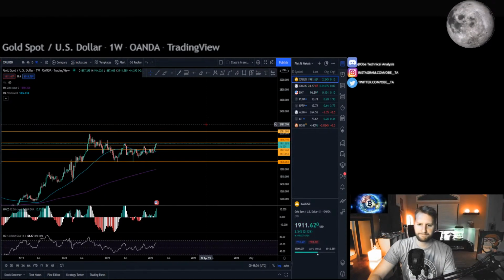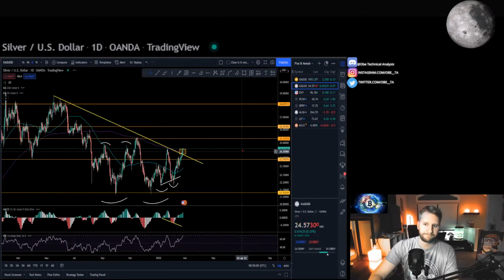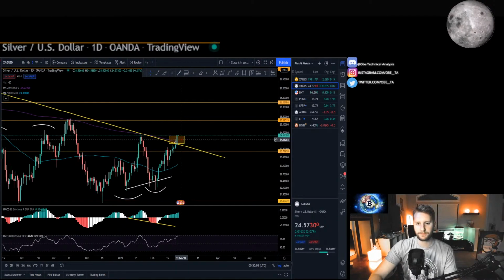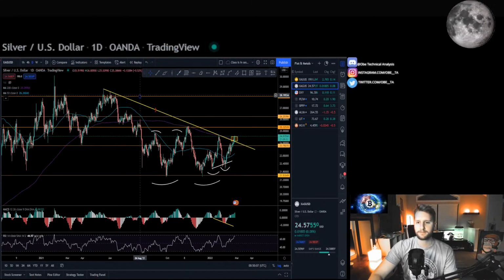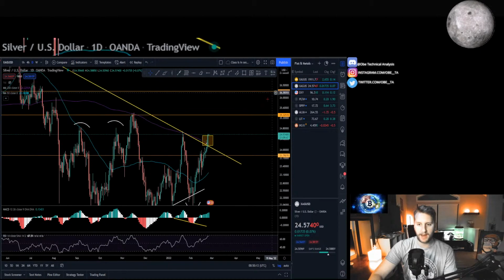All right, that is gold though, man. Looks really good, but what looks better? Silver. Why does silver look better? Look at what it did literally today. Okay, broke out of the trend line you've had going since May of 2021. You broke out of it today.